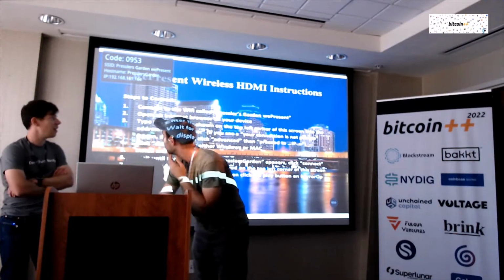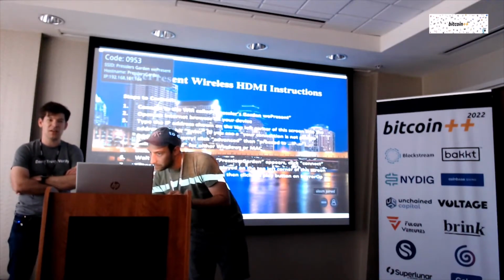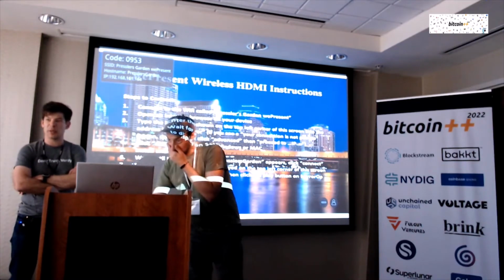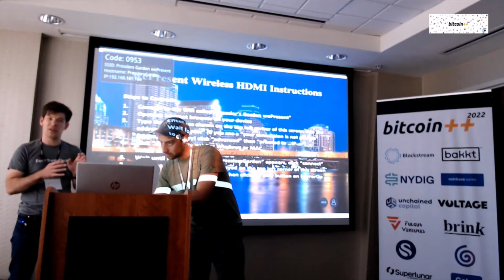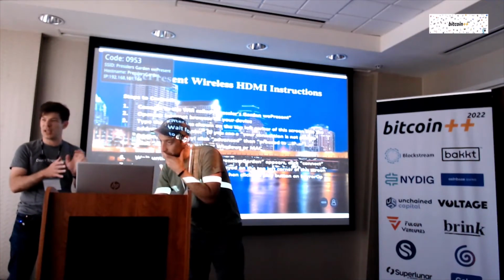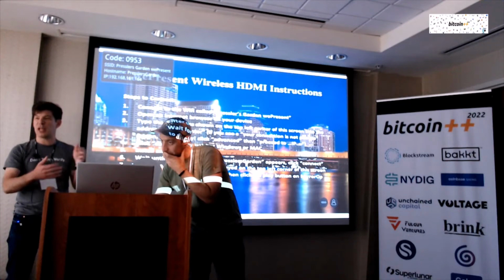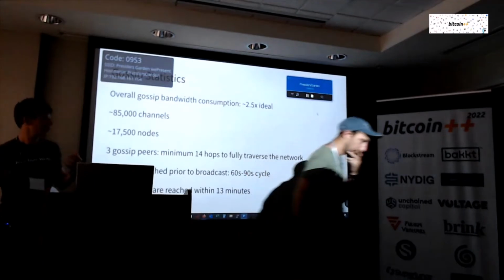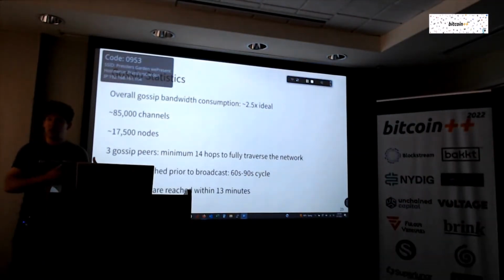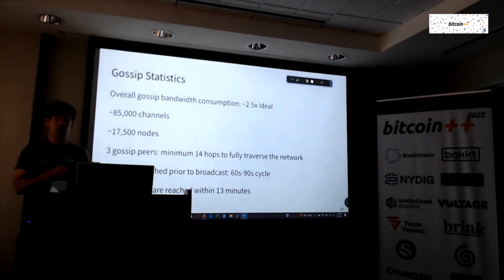just some basic statistics on the state of the Lightning Network. Right now, we've got some 80,000 different channels and 17,000 different public nodes. So going back to that flood propagation, if we're looking at the bare minimum of like 3 connected gossiping peers, that means that in order to fan out and reach the entire network, we're looking at like a minimum of 14 hops. And the way that this works is there's kind of like a rate limiting built in to gossip propagation. So you actually batch all the new gossip that you receive, and you wait 60 seconds to 90 seconds.